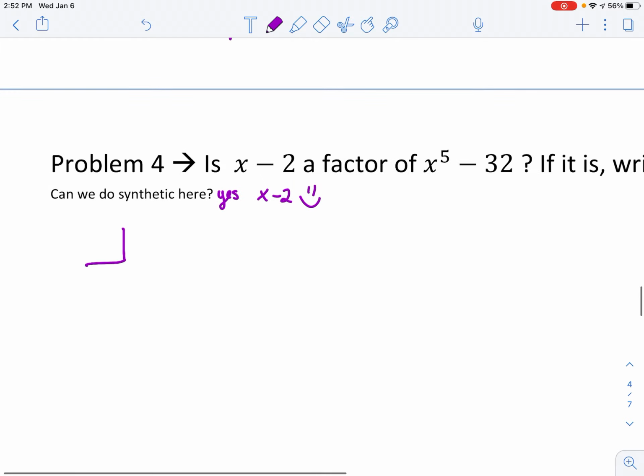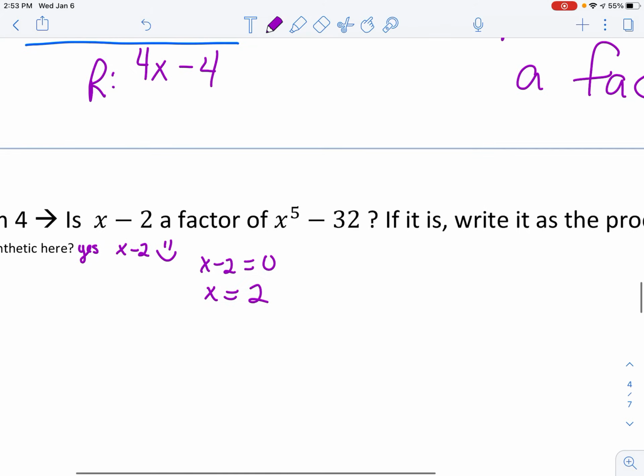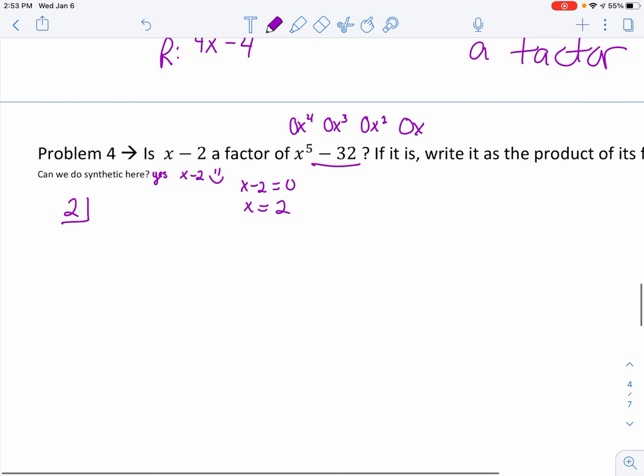So I'm going to draw my little box. And if I had x minus 2, for synthetic division, you have to pretend like it's equal to 0 so that you know to use a positive 2 inside of your box. Now, this is x to the 5th, right? So I would need a 0x to the 4th, a 0x to the 3rd, a 0x squared, a 0x, and then my minus 32.